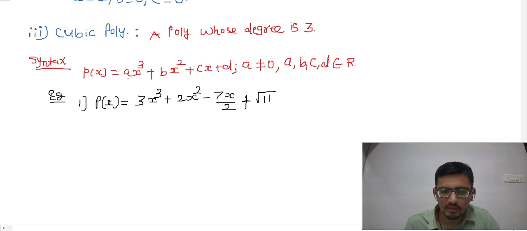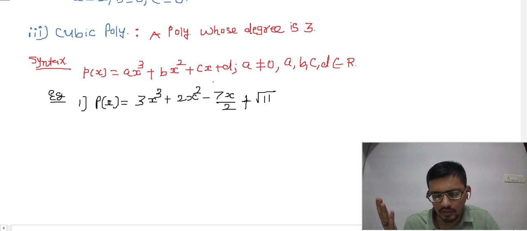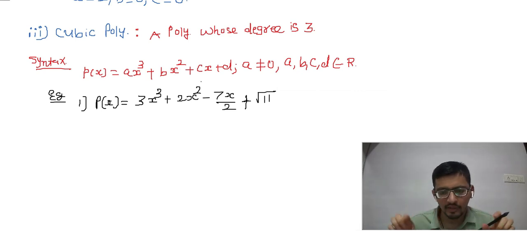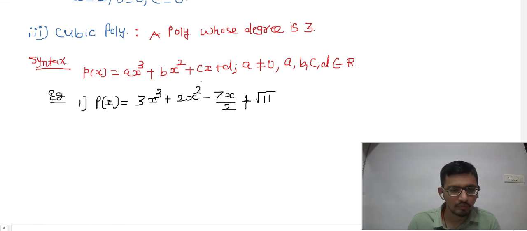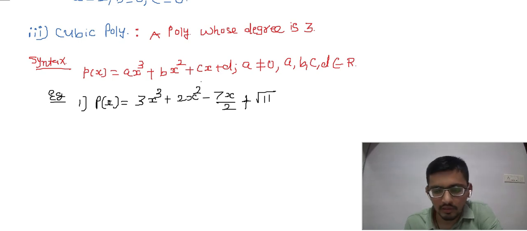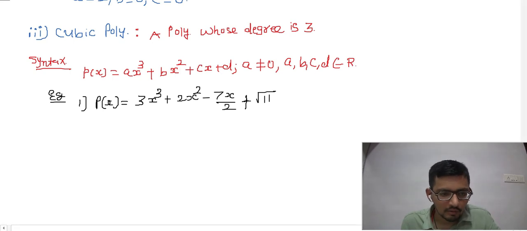The degree means the highest power, here 3. Here also it's not mandatory that all 4 terms should be there. Same story as I told for the quadratic polynomial. For a polynomial to be cubic, having 4 terms is not mandatory, but degree 3 is mandatory. If I'm writing p of x is equal to just ax cube, that is also called a cubic polynomial. I hope this is clear.